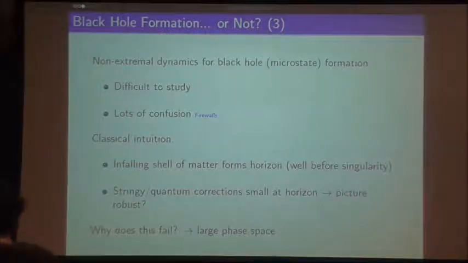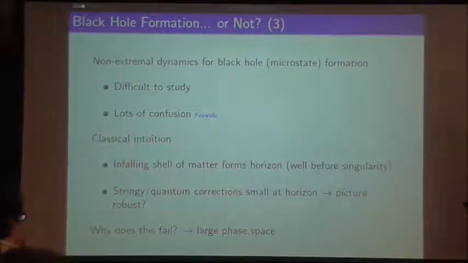The classical intuition is very simple. You have an infalling shell of matter, and at some point this infalling shell of matter passes its horizon radius, and at that point you say there is a horizon. The black hole has formed its horizon. And this happens well before the shell reaches a singularity, and thus well before you get high curvatures, and you expect stringy quantum effects to take over and render GR not accurate.